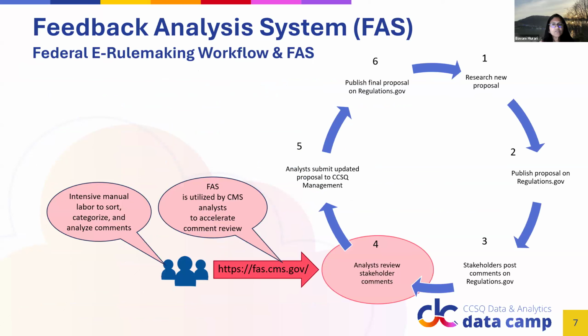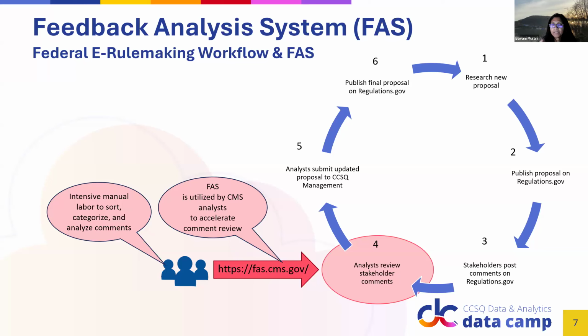This slide shows an overall picture of how FAS works. If you look from left to right, there is intensive manual labor to sort, categorize, and analyze the comments. FAS ingests all these public comments that come from regulations.gov. We have set up APIs to consume the APIs that regulations.gov exposes, and then it ingests the comments. Once the comments are ingested, they go through the models, and the model results are posted in the UI.